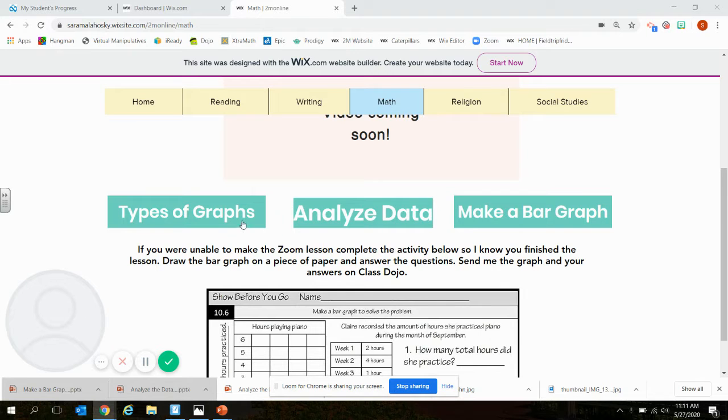Okay, guys, so if you were unable to make the Zoom lesson, I'm going to have you work on these documents on the website. First, we have types of graphs.